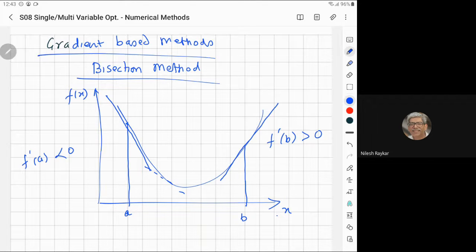Now, as the name suggests, the third point that we are taking is the bisection or midpoint of A and B. So we consider the third point as the midpoint. The third point we will get at this particular point, and you will compute the gradient of the function at this particular point, and based on that you will decide.